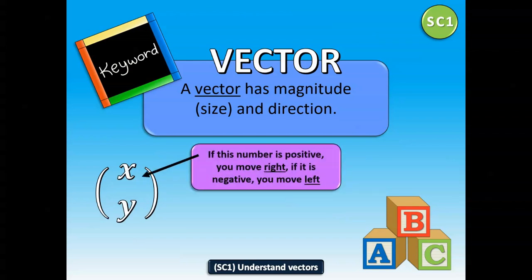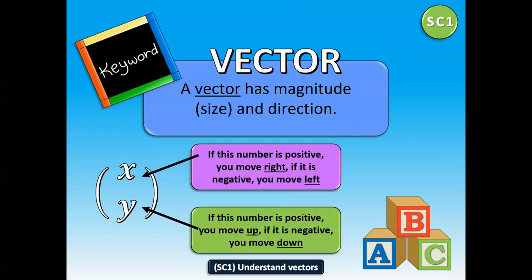So the number on top of a column vector, if it's positive, you move to the right, and if it's negative, you move to the left. The number on the bottom of a column vector, if it's positive, you move up, and if it's negative, you move down.